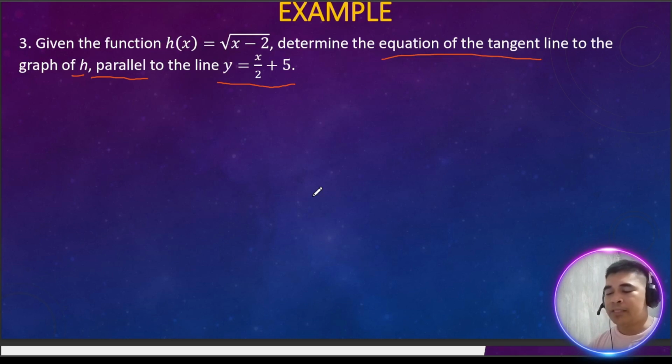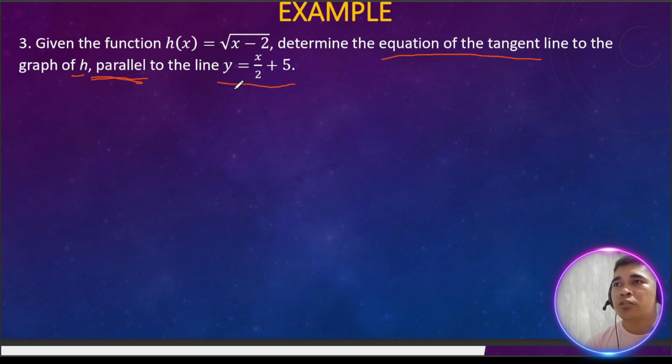However, because of the intrinsic property that this tangent line is parallel to the line y equals x over 2 plus 5, right? We have the term parallel to the line. So we can determine the slope because of this term, parallel to the line. Recall that parallel lines have the same slope. So that is a clue. We need knowledge about algebra, terms about the lines. So, parallel lines have the same slope.